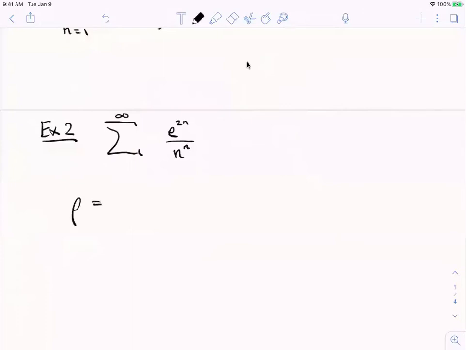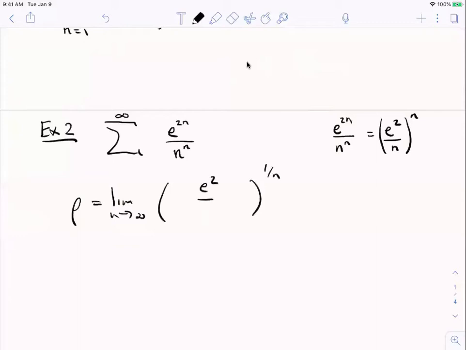This time we're going to be taking a look at the limit as n goes to infinity of, again, I like to just throw the nth root out there. And then these terms are positive. The absolute values aren't doing anything. And I'm going to rewrite this. Maybe I can do a little side work over here. e to the 2n over n to the n. Well, that's (e squared over n) all to the n. Yeah, that's why I want to think about that, because I'm going to take the nth root. So I've got (e squared over n) to the n is an equivalent way to write my term.